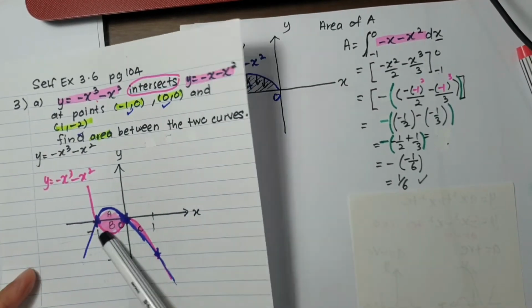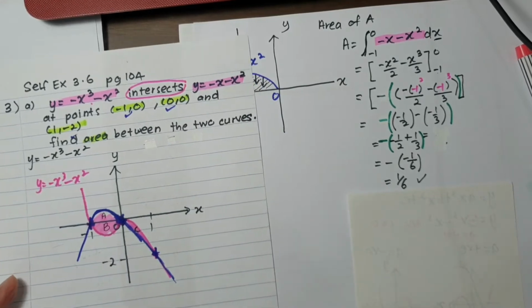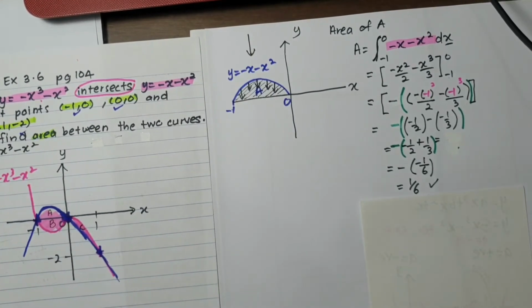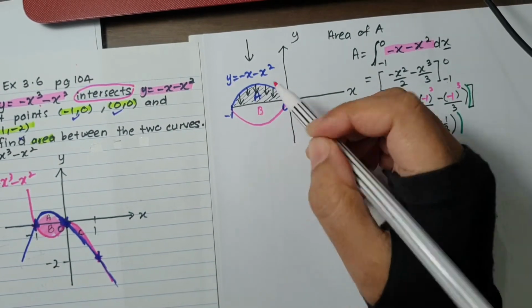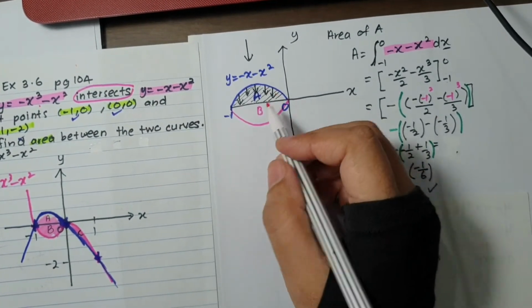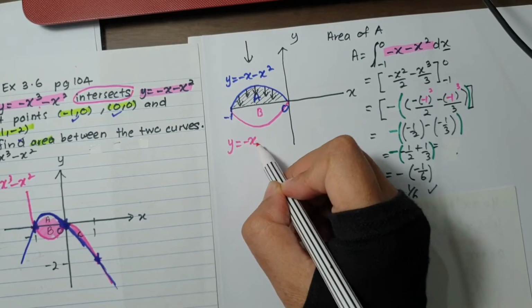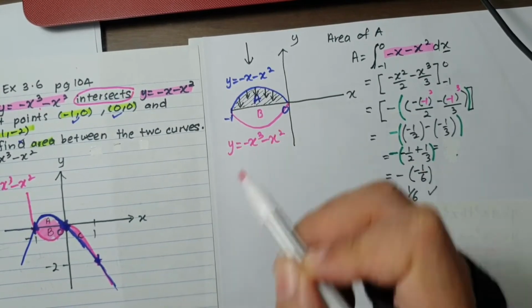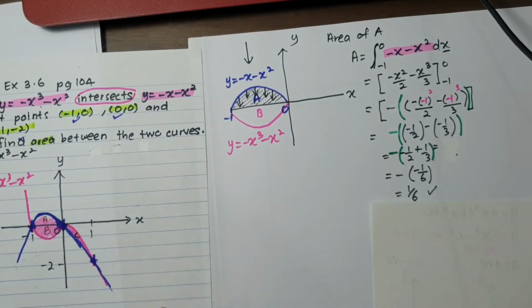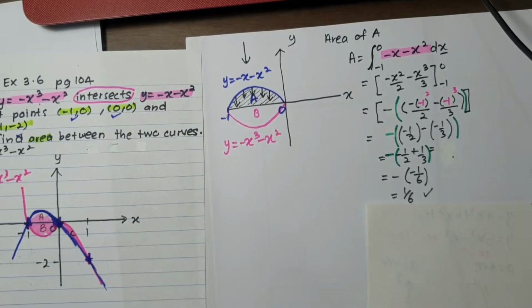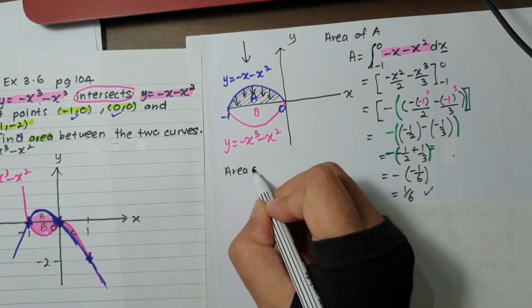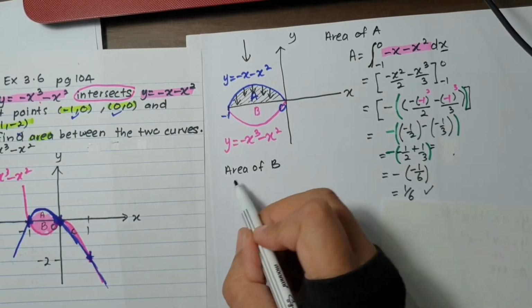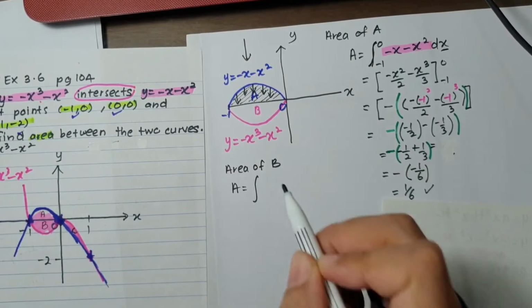Pink curve. It looks like that. Okay, this is B. The pink curve's equation is cubic. Okay, so the same. So let's find area of B. Area of B, okay, so to find area of B once again.